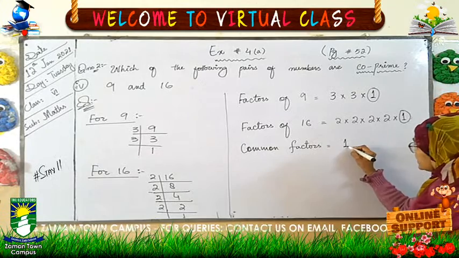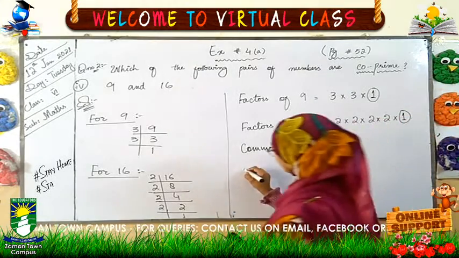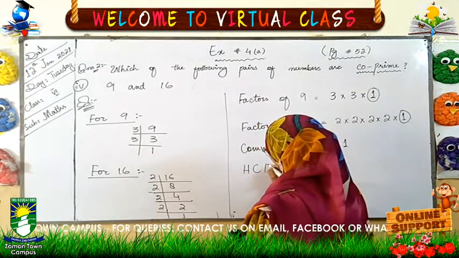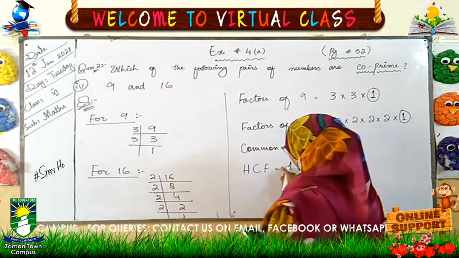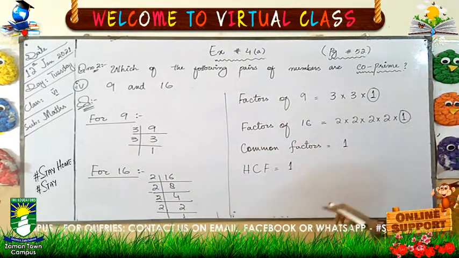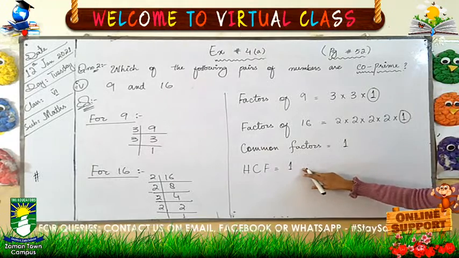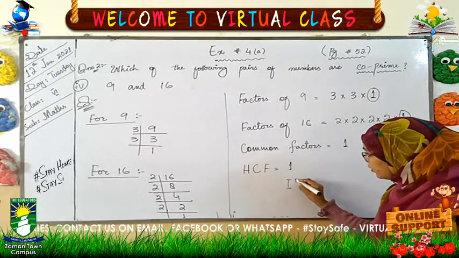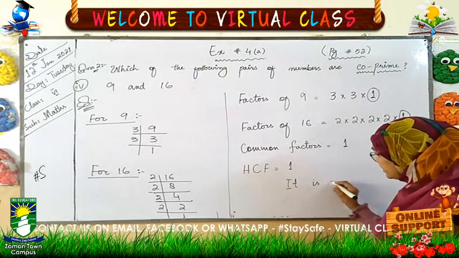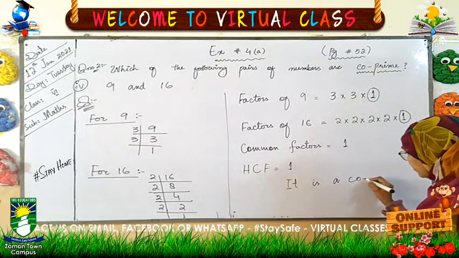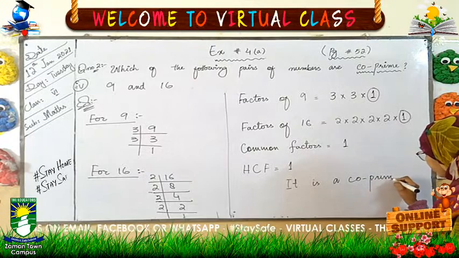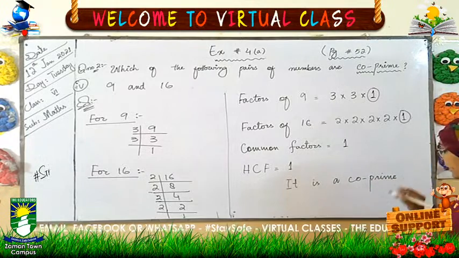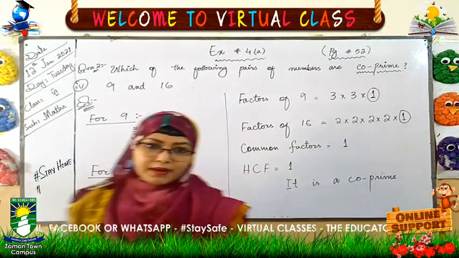So according to the definition, the HCF will be 1. And from this answer we decide whether the pair is co-prime or not. As the answer is 1, it is a co-prime. Understood? How do we decide? We decide by the definition.